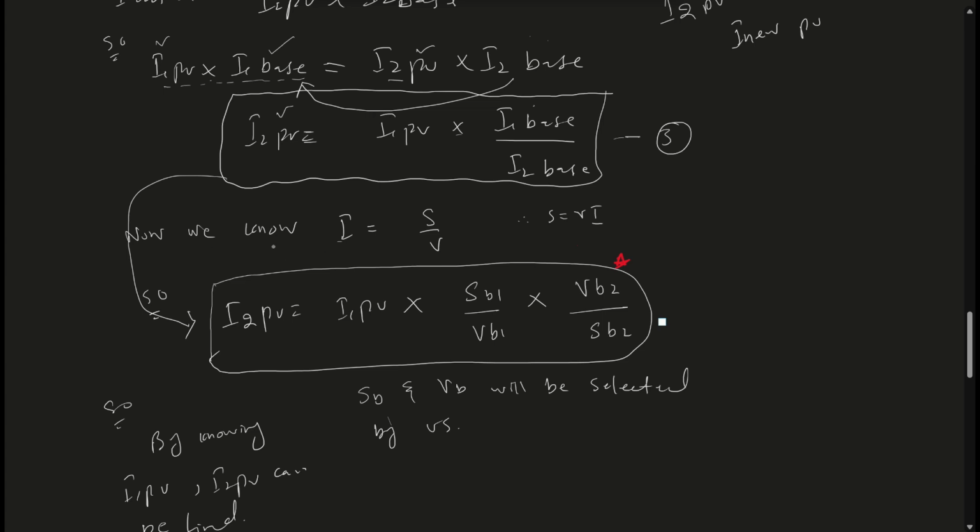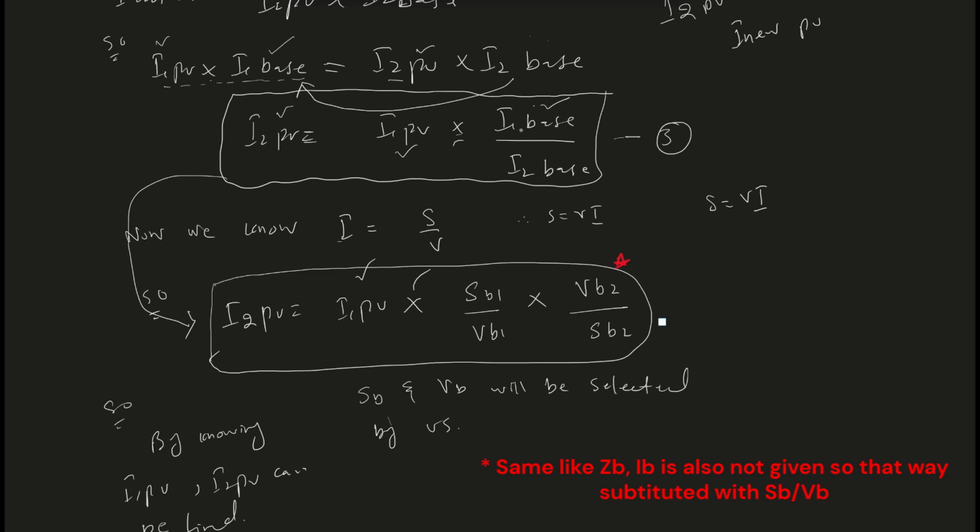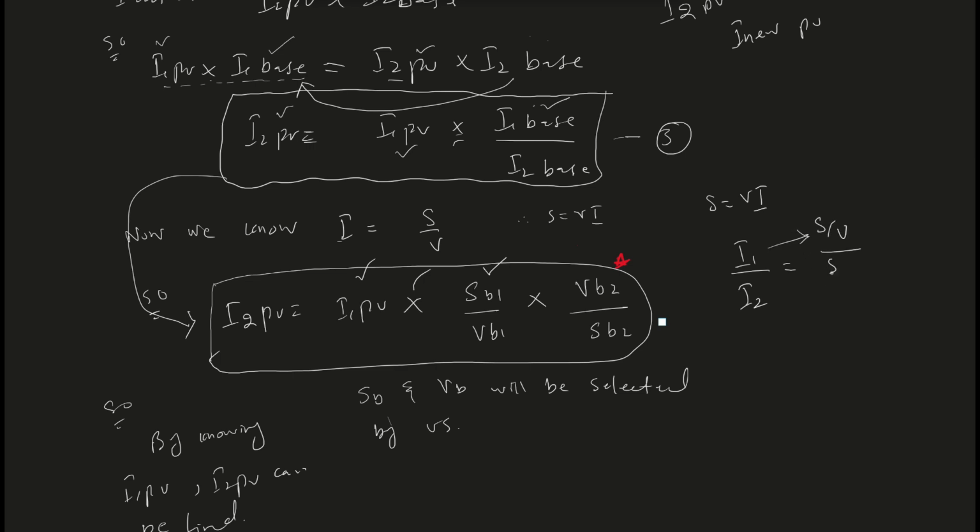Now we know that I is equal to S by V. This is the power formula, S is equal to VI. Okay, so I is equal to S by V. So I2 per unit is equal to I1 per unit multiplied by the ratio. Now, substituting the I value as S by V, and also substituting I2 as S2 by V, it comes out as I1 divided by I2 equal to S by V divided by S by V.